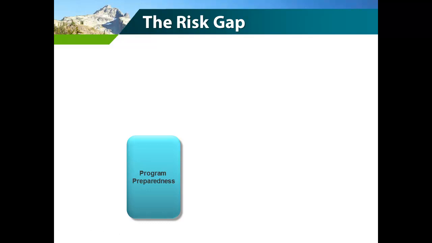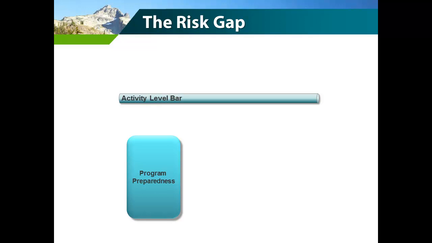Here we can see a sample program that has a basic level of program preparedness in relation to a particular activity. For example, if the activity was canoeing, the program preparedness would include staff training in canoeing, appropriate equipment, etc. For each activity, there's also an activity level bar that sets the ceiling for the level of difficulty, challenge, and risk that you are going to accept in doing that activity. The gap between your program preparedness and the activity level bar is your risk gap.